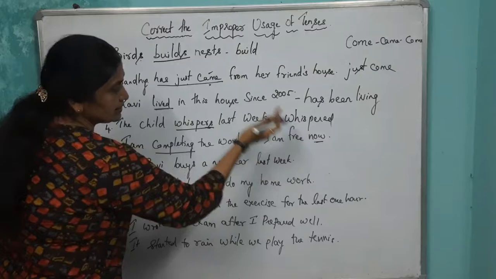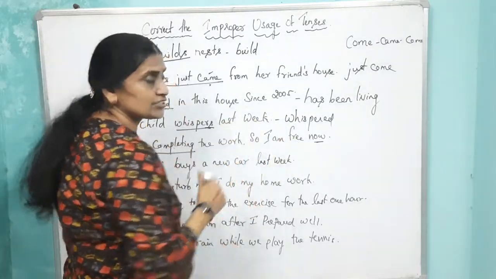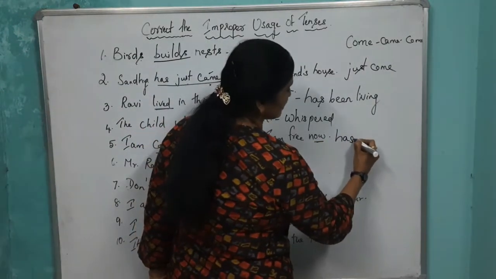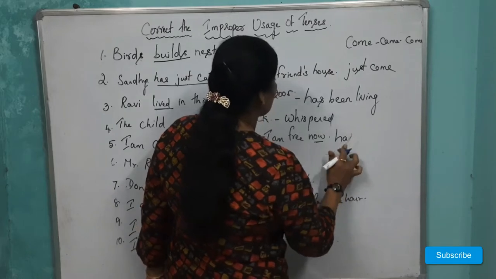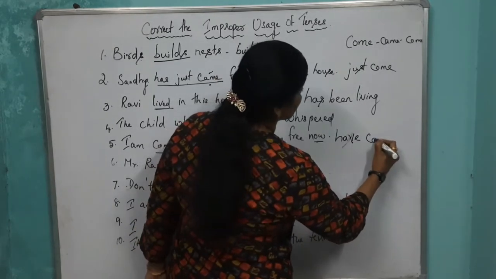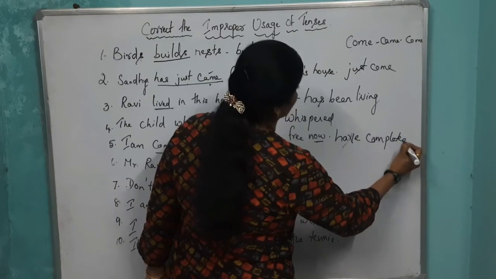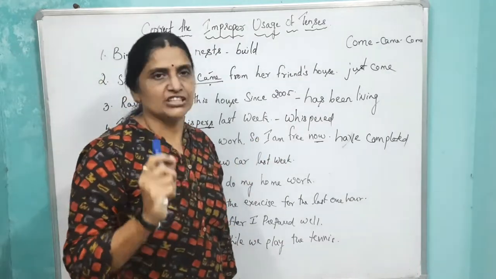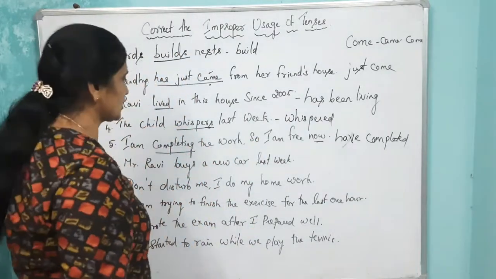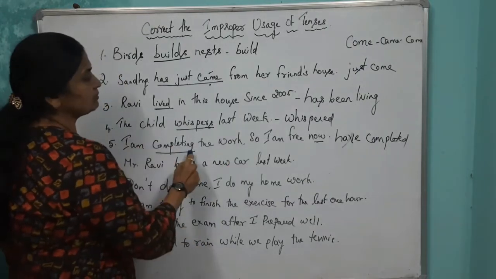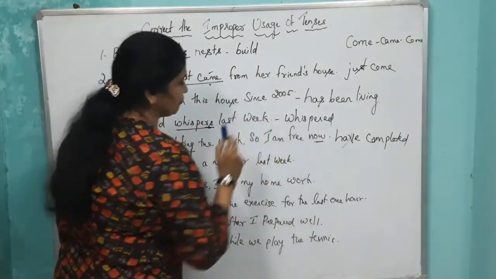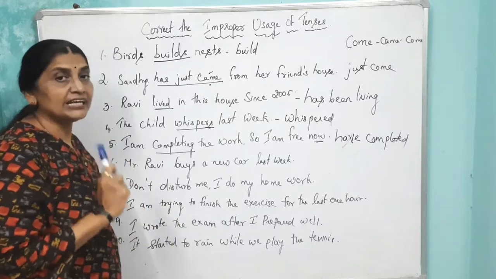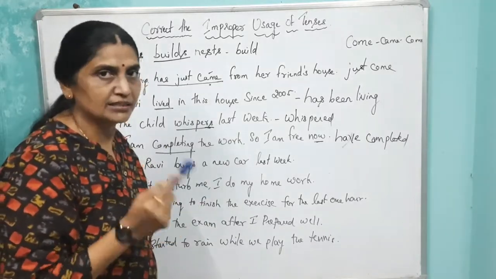But here, he says after completing, he has completed the work, so only he is free now. So you have to change this into present perfect because he has just completed. Because it is have, I have completed. You are using present perfect tense here because you just finished only recently, a very short time ago. So I have completed the work, so I am free now. Suppose if you have he or she, you will write has. He has completed the work. She has completed the work.